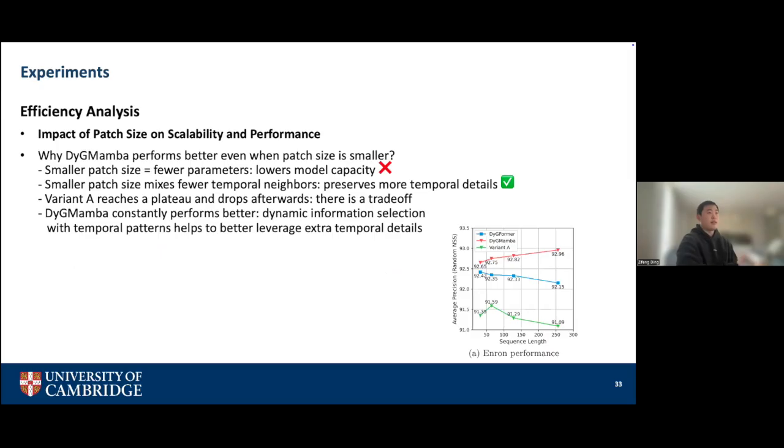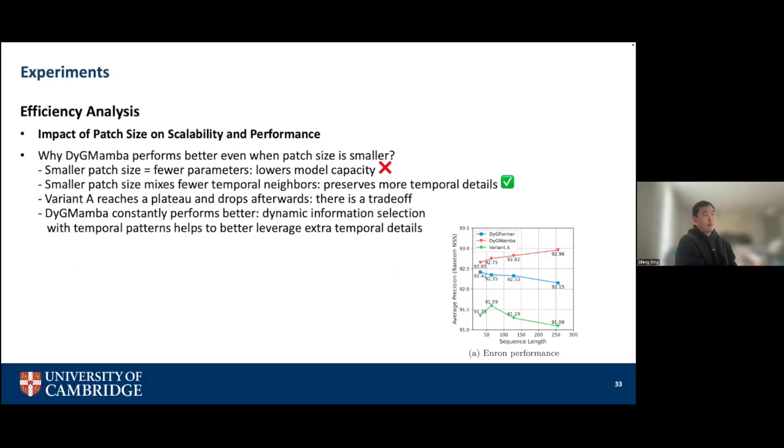So we paid further attention to this. We try to discuss why DyGMamba performs better even when the patch size is smaller. Notice that with a smaller patch size, we have a smaller projection layer in patching, which means we have fewer parameters for training. It will definitely lead to lower model capacity.